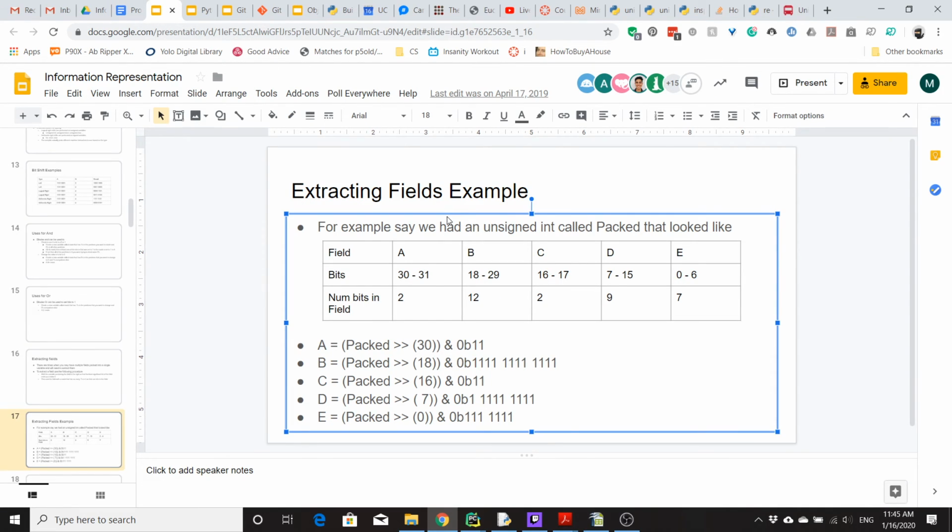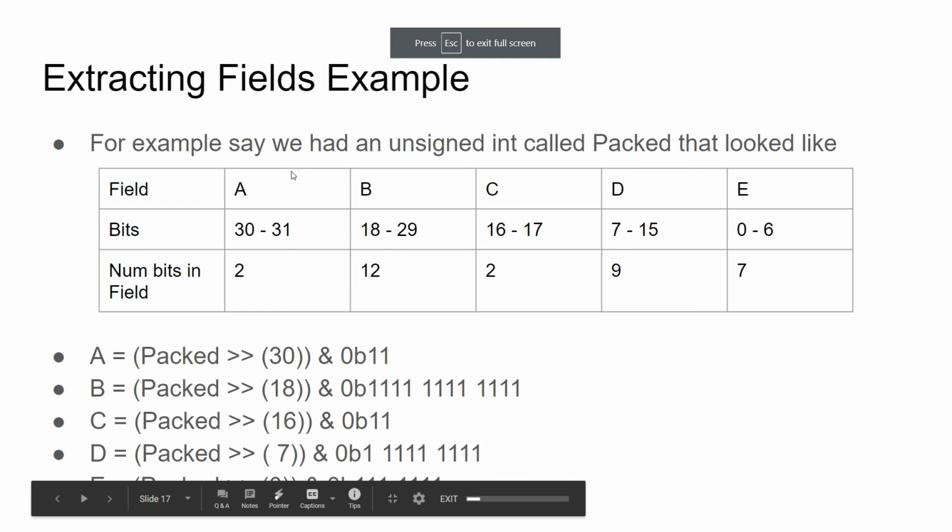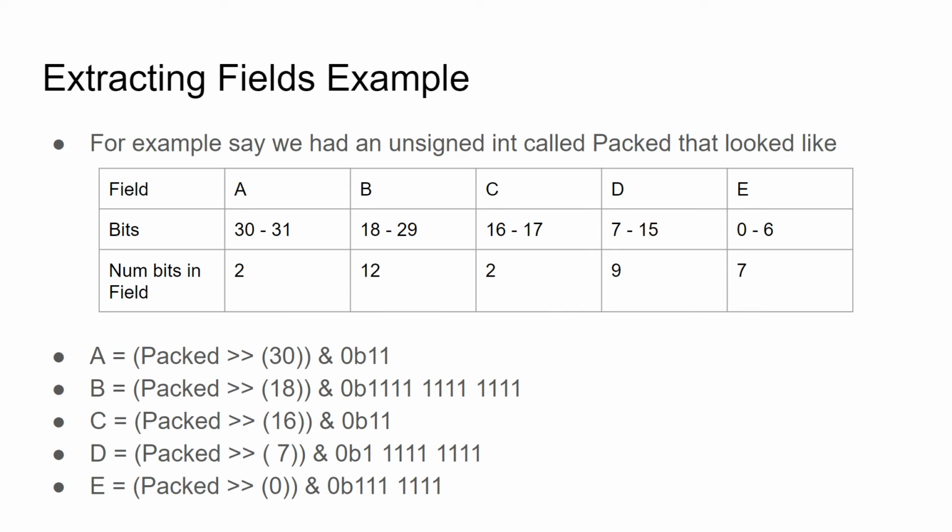So if we go back to our slightly larger example, if we're trying to get A, how far to the right do we have to move A by? Where's its lowest bit at? It's at 30, so we have to shift it to the right by 30. How many bits in the field are there? 2, so we had to AND it with 2 1s. For B, how far to the right do we need to move it? 18, because its lowest bit is at position 18.